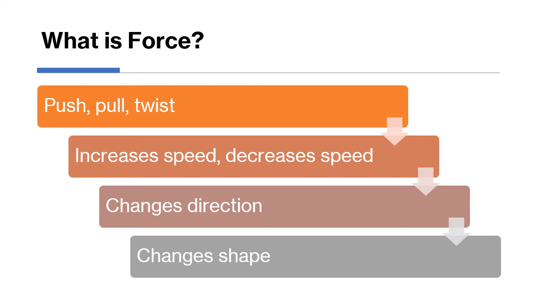Then what are the things that force can do? Force is something that increases speed. That is what we call acceleration. Force is something that decreases the speed, deceleration. So a very classic example for this is driving a car. When you're applying the accelerator, you're applying a force which is increasing the speed. When you're applying the brakes, again, you are applying a force which is decreasing the speed.